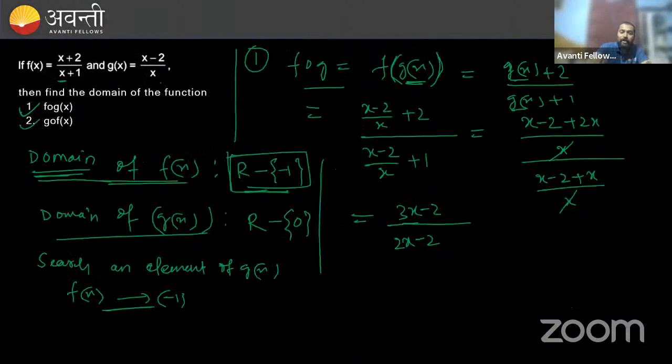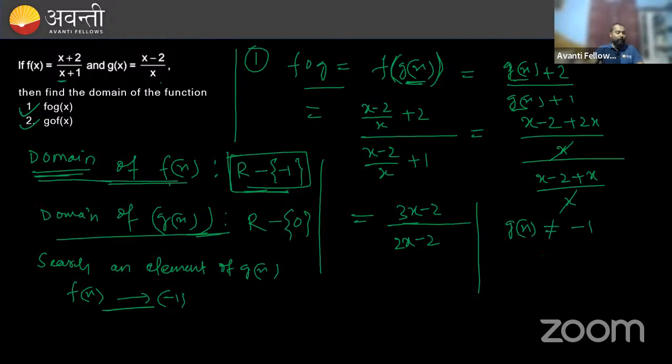ठीक है, तो similarly here also we'll get the domain. How? Search an element in g of x for which f of x becomes -1. If you are getting that element, it also does not belong to the domain of f of g of x. So that means how we can find? We'll find in this way. So g of x is not equal to... sorry, g of x is not equal to -1.